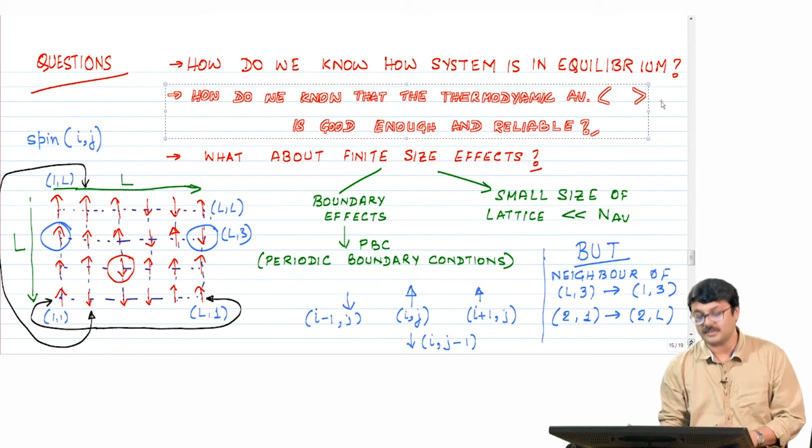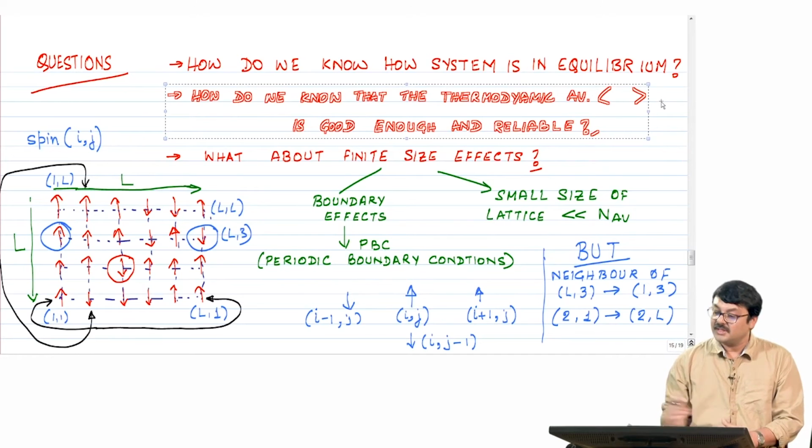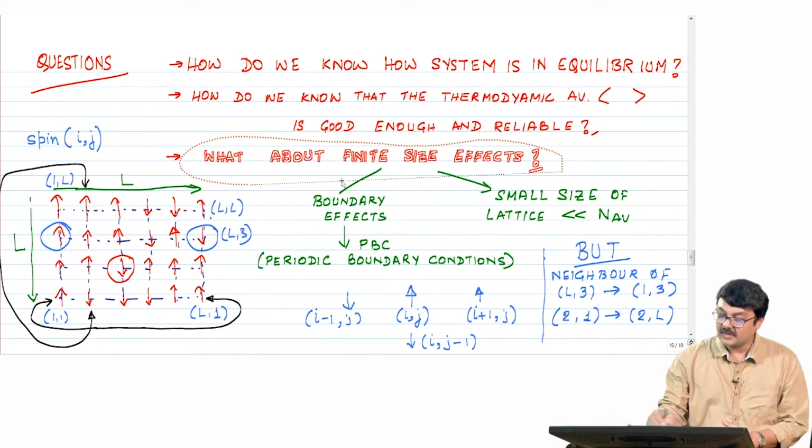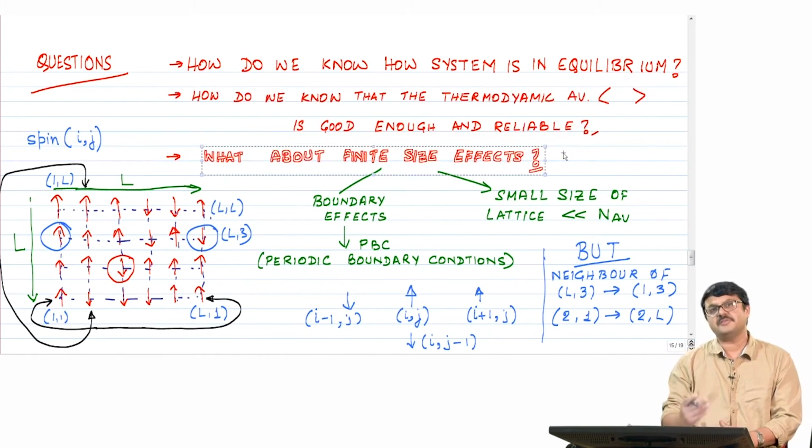So, have you done a good thermodynamic averaging or not? Third question, what about finite size effects? After all, we will be doing our simulations over a finite lattice. It might be 20 cross 20 or 100 cross 100 or 1000 cross 1000. If you are doing a 3D 100 cross 100 cross 100 lattice, the size is already 1,000,000 lattice sites.